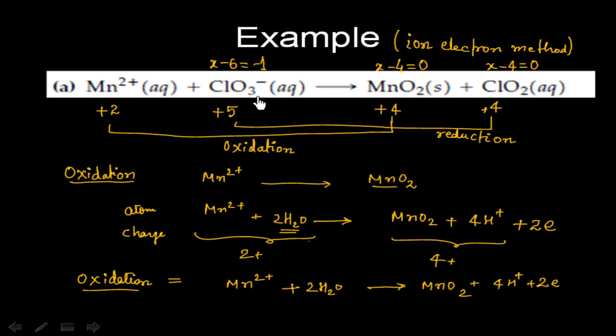Now let us discuss the reduction half. This reaction, that is ClO3- goes to ClO2, is reduction. So we have ClO3-, this goes to ClO2. So this is the reduction half. You see this side we have 3 oxygen, this side 2 oxygen, so we have to add H2O. Now oxygen is balanced, we have to look for hydrogen. This side we have 2 hydrogen, so we have to add 2H+.